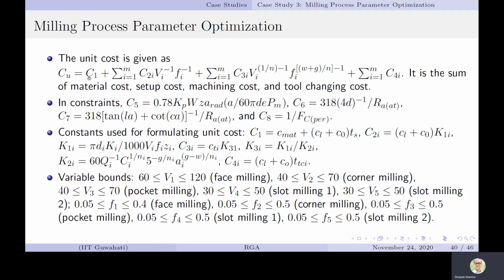So here you can see the unit cost CU is given in terms. Now looking at this equation, we can see it's a nonlinear equation. Similarly, there are other constant factors like C5, K1i, K2i, C1, C4i, etc. All of them are given here. Putting the values, we'll get those values to calculate the objective function as well as constraints. There are 10 variables, so we remember that we have 5 milling operations. For each milling operation, there are 2 variables, that is speed, which is represented as capital V, and feed, which is represented as a small f. So 5 milling operations, 2 variables means 5 into 2, 10 variables.